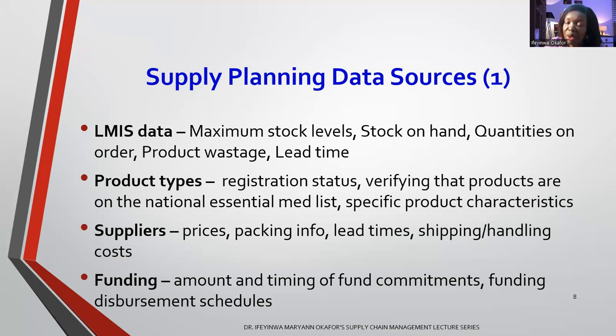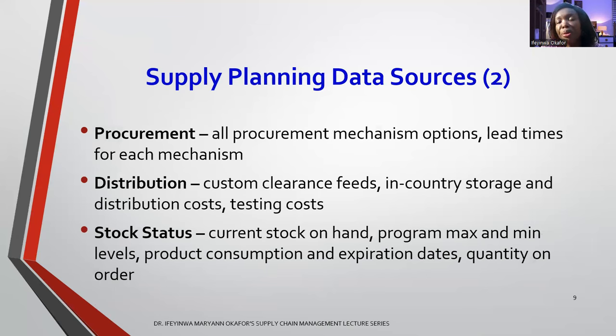Another data source is the funding, amount and timing of fund commitments. Funding disbursement schedules need to be known. Then procurement. You need to know all procurement mechanism options available to you. Lead times for each mechanism must be known. And then the next data source is distribution. You need to look at the distribution process, the customs clearance fees, in-country storage, distribution costs, and testing costs.